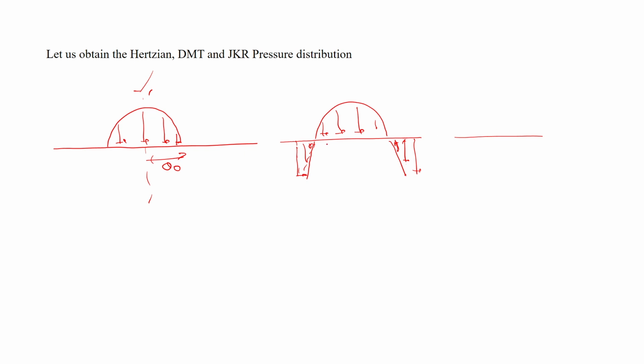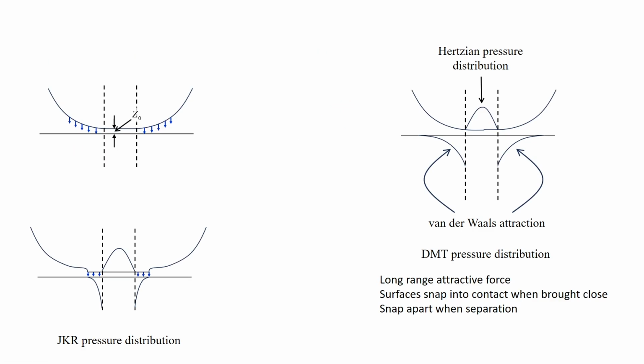And then for the case of JKR, how will it be? For JKR, the contact area increases, so it will be something like this. Actually, it goes to infinity at the edge, so it will go something like this. This is within the contact area. I think I can do it better here. This is the Hertzian pressure distribution.